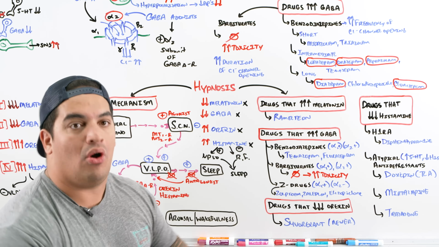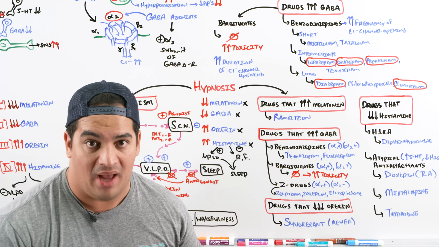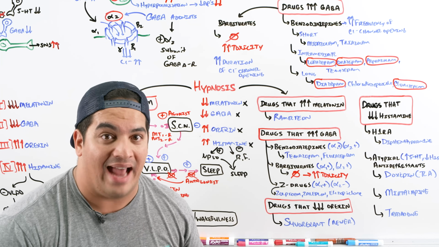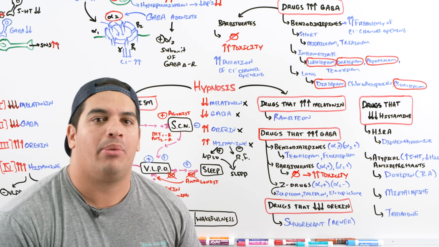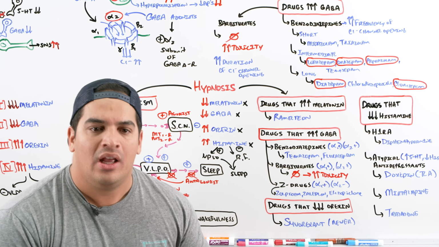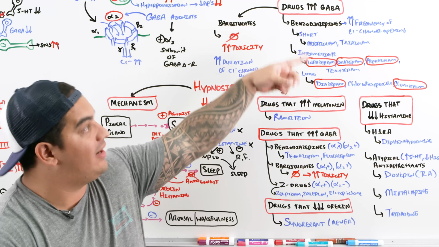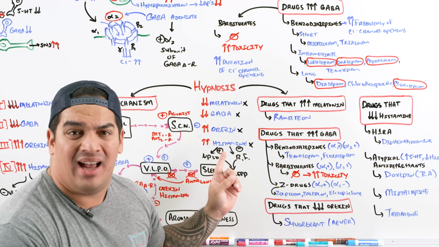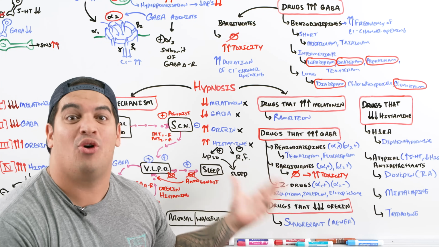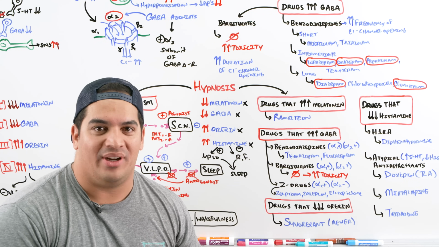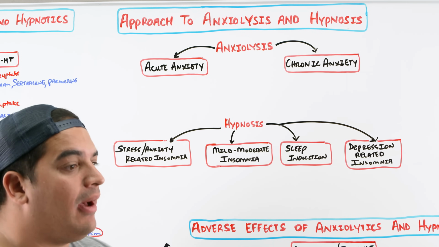All right, my friends, that covers all the mechanisms of anxiolytics and hypnotics and all the drugs that are included in that. The next thing is I want to take a quick approach. When a patient has anxiety, how do I know which drug to pick? Because there was a bunch. And if they have insomnia, how do I know which drug to pick? Because there's so many. So we'll talk about that briefly.